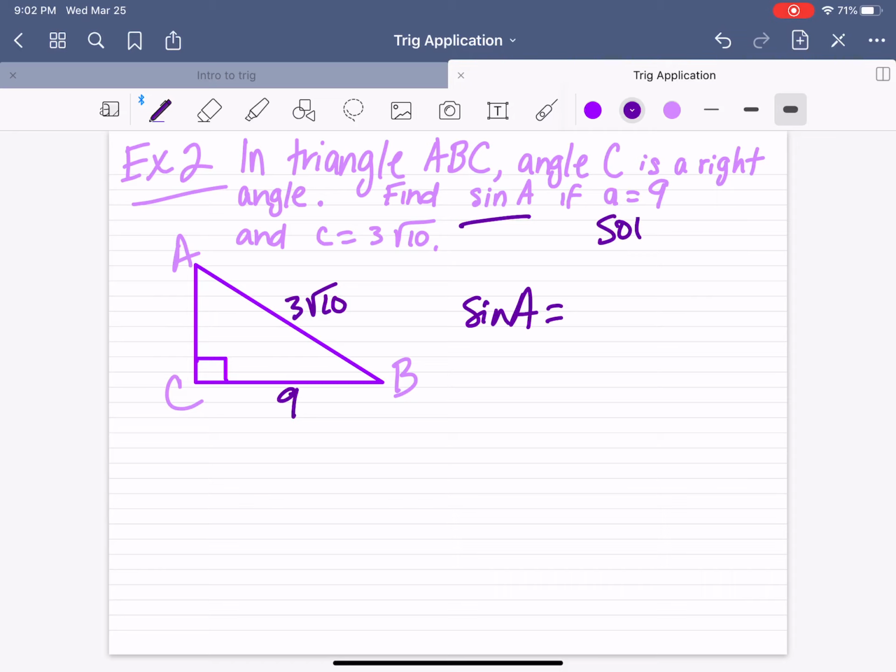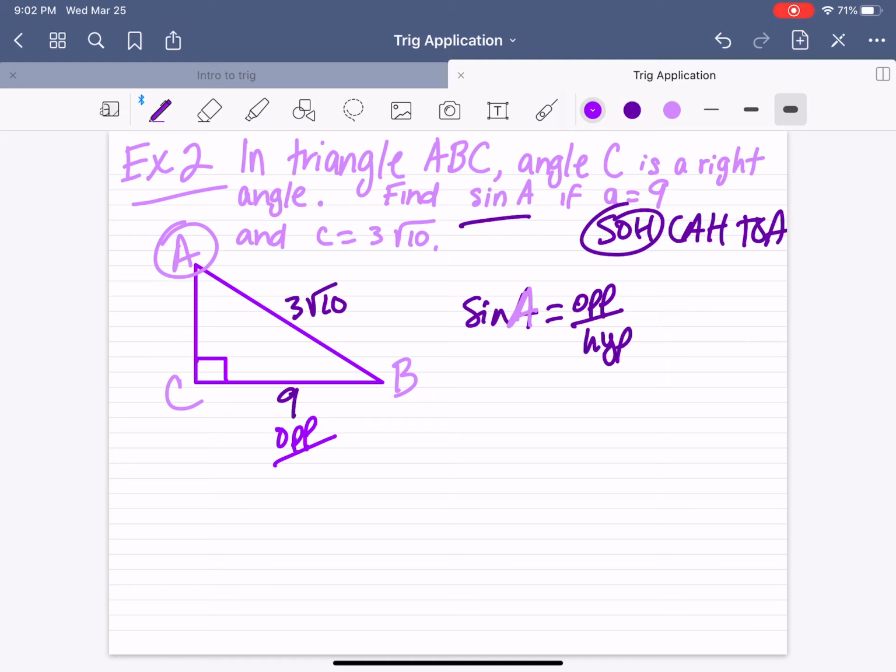So again, back to our friend SOHCAHTOA. We're trying to find the sine, so we're going to use SO. And of course, we're interested in opposite over hypotenuse. Now we're focusing on angle A, so I'm going to circle that. Now let's label the given. Right across from angle A is the opposite. Right across the 90-degree angle is the hypotenuse. So no need to do Pythagorean theorem on this one. We have both of our numbers. The opposite is 9. The hypotenuse is 3 root 10.